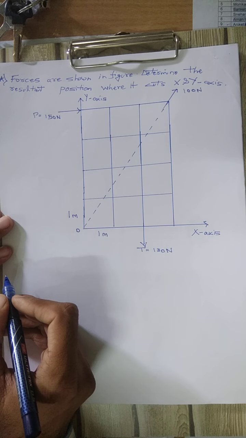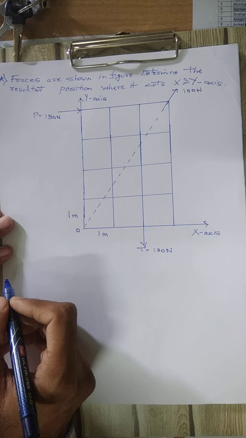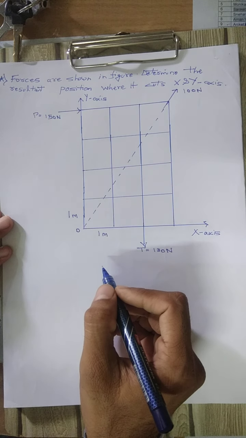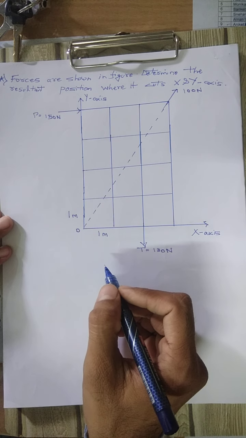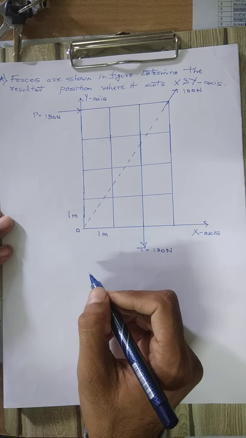What does the principle of transmissibility say? When a force is acting on a block at a point, along the same line of action we can transfer that force; it can be transferred along the same line of action. So we have to use the principle of transmissibility, and we will use Varignon's theorem also.